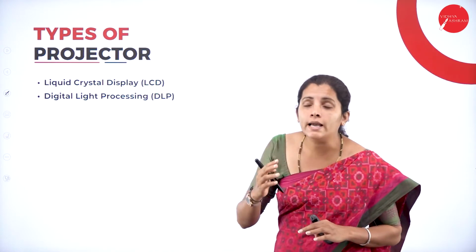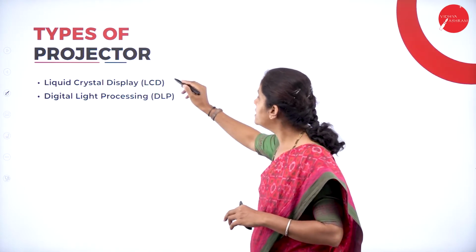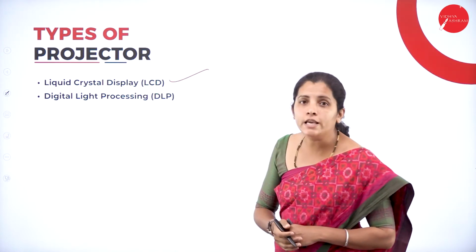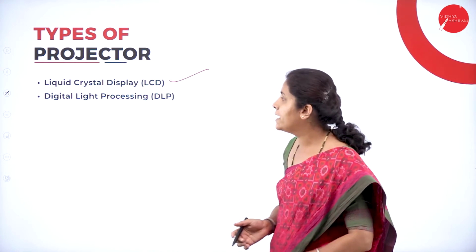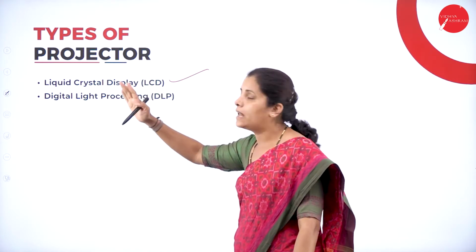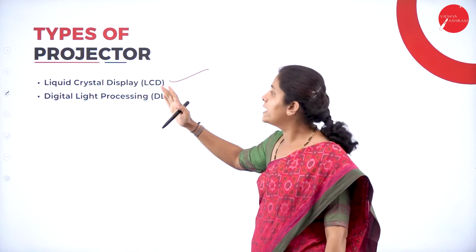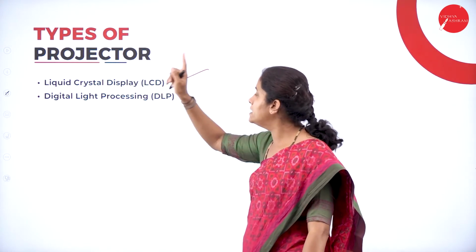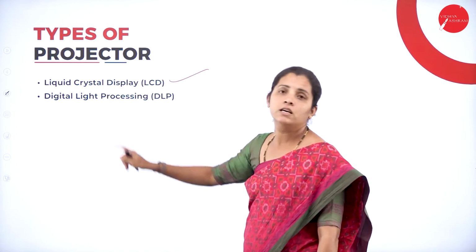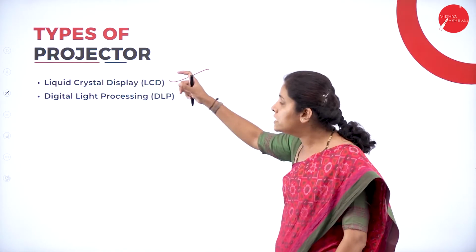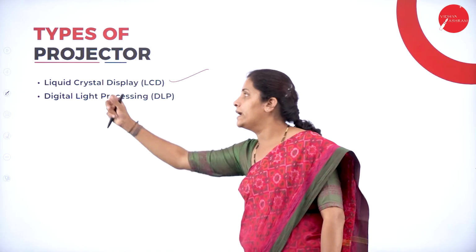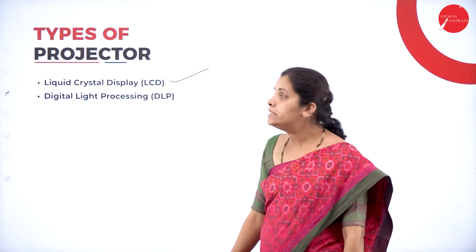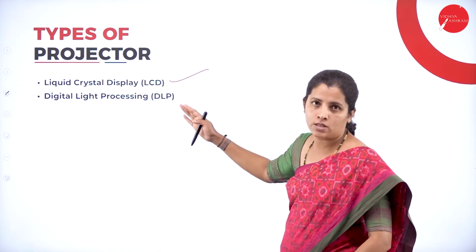There are two types of projectors. The first one is LCD, that is liquid crystal display, whereas the second type is digital light processing.